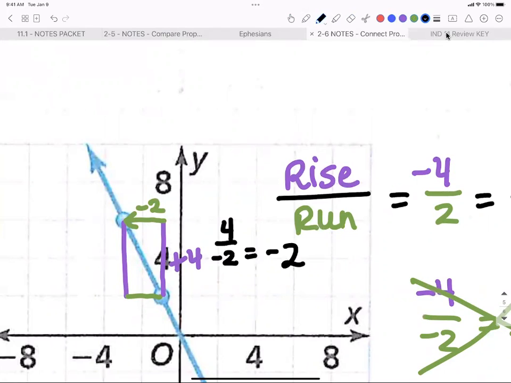If you have a negative line, one of your moves will be negative. If you fall, you got to run positive. If you rise, which is positive, you got to run back negative. That's the only way to get a negative slope.